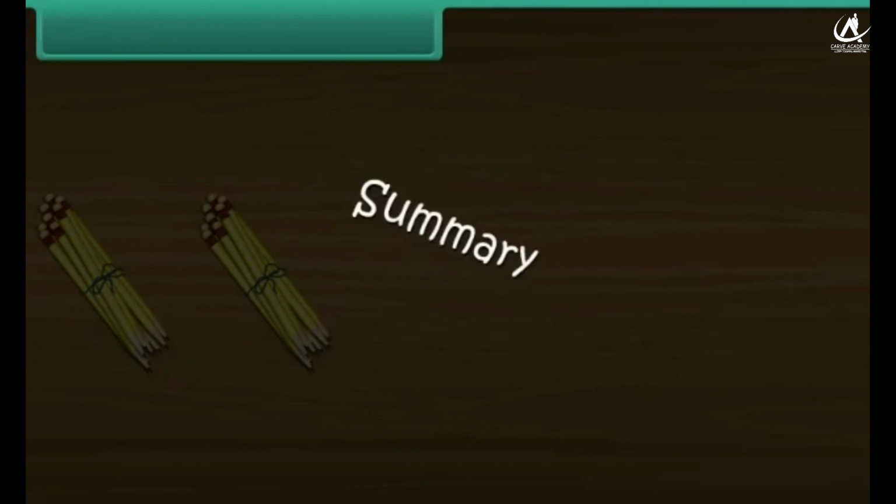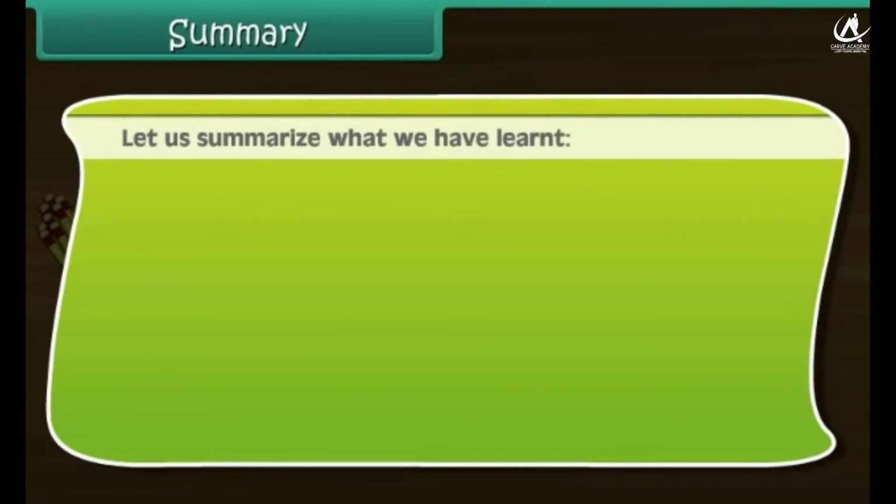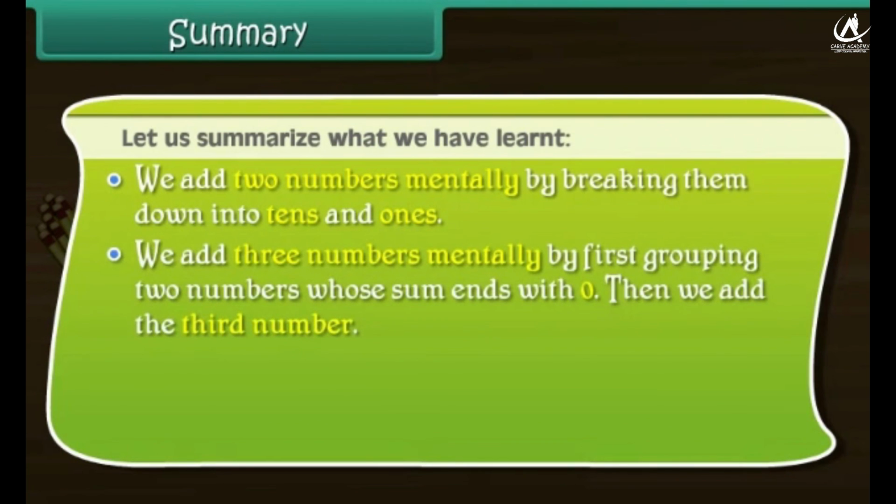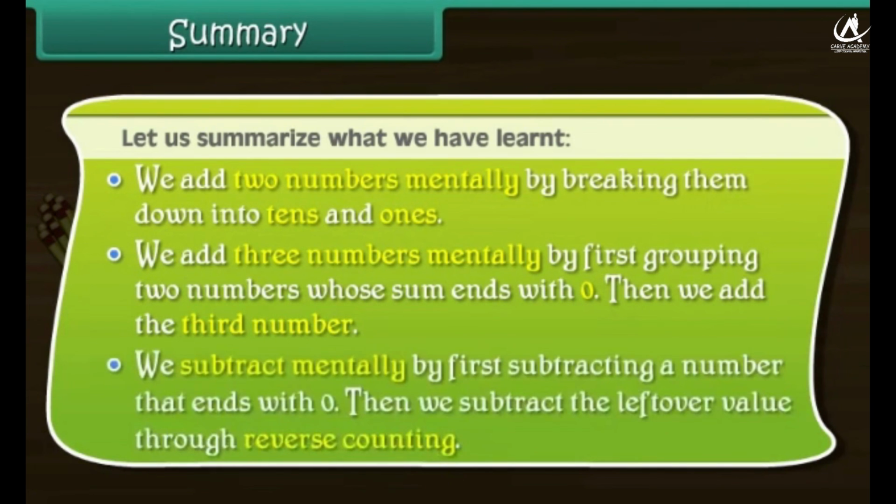Summary. Let us summarize what we have learnt. We add two numbers mentally by breaking them down into tens and ones. We add three numbers mentally by first grouping two numbers whose sum ends with 0. Then we add the third number. We subtract mentally by first subtracting a number that ends with 0. Then we subtract the leftover value through reverse counting.